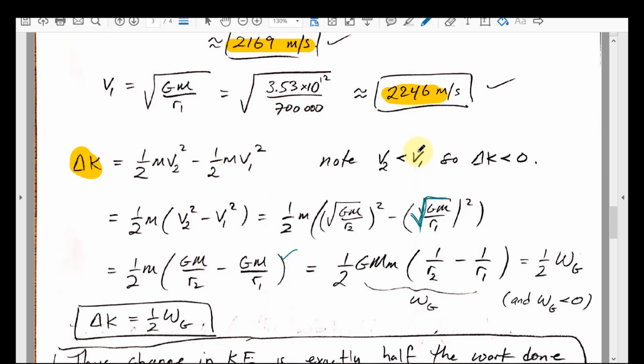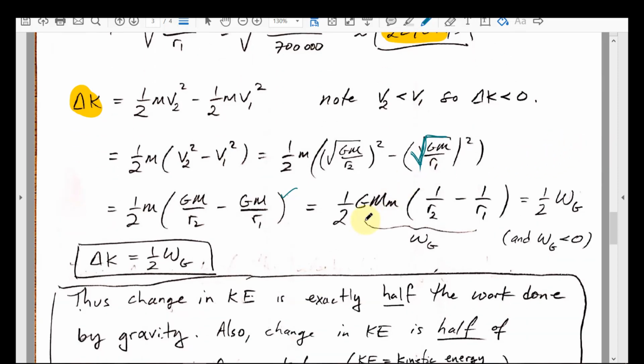So what I see is 1/2 times the mass of the rocket times these fractions that remind me of something similar to what we saw actually as the potential energy, right? So actually this expression now is 1/2 of what we had already calculated as the work done by gravity. So that's kind of interesting. The change in kinetic energy is actually half of the work done by gravity.